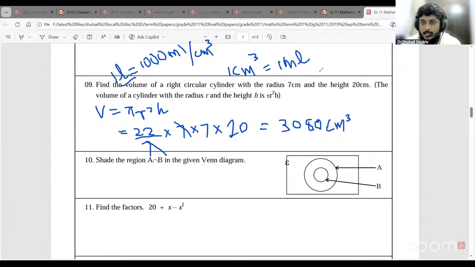But tell me, what is the connection between meter cube and liter? 1 meter cube is equal to how many liters? What do you think? What is your opinion? What is the connection between the meter cube and the liters?